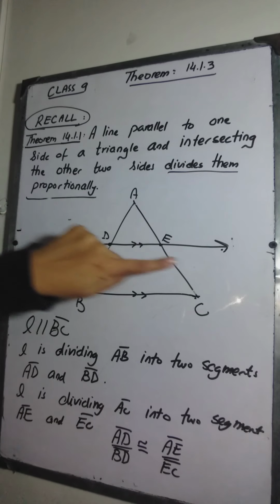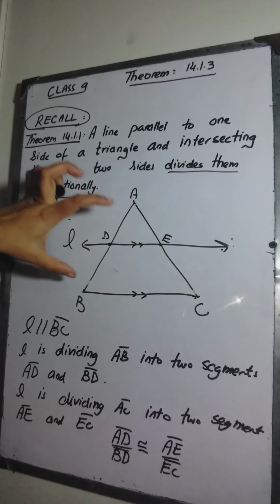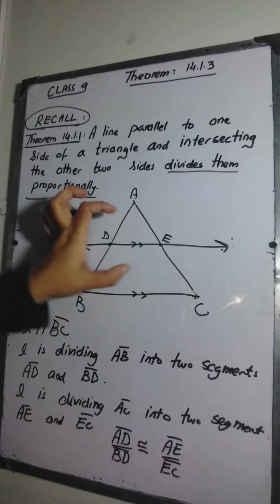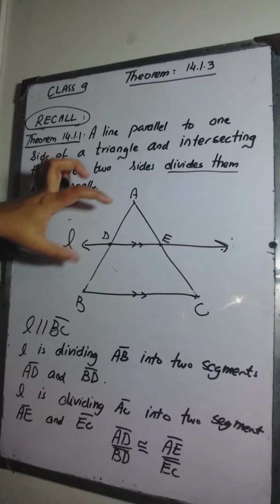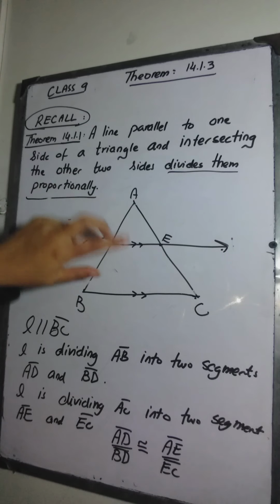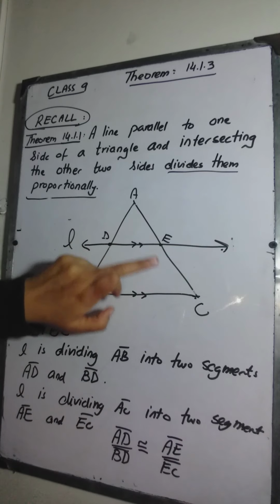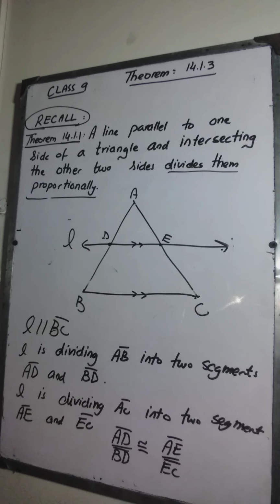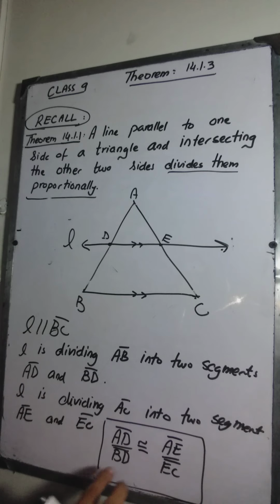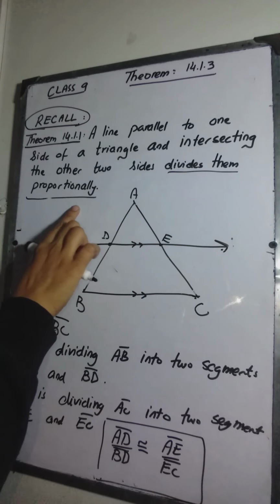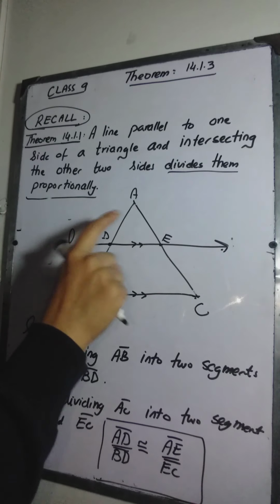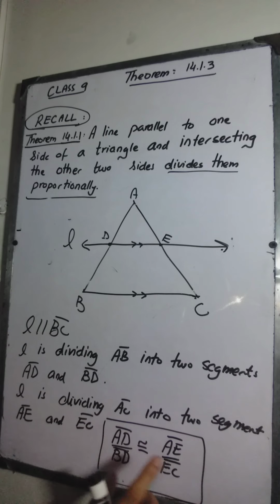Okay, this line will divide AB and AC in such a way that the ratio of these two segments will be equal to the ratio of these two segments. Okay, AD over DB will be congruent to AE over EC. So this is called the proportionality. Okay, equality of two ratios is called proportionality, and if this line L divides them proportionally, it means that it will divide them in such a way that there will be equality of some ratios. Okay, so we have to remember this result which we are going to use in our theorem.